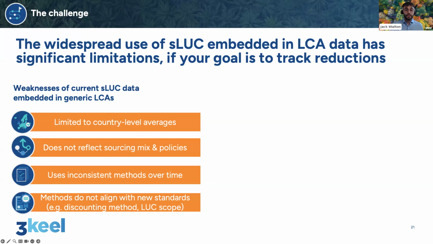And also the land use change emission factor databases' methods don't align with the latest standards. So they often use equal discounting, whereas we know linear discounting is now the preferred approach, and their scope of land use change isn't as broad as the latest standards want it to be.